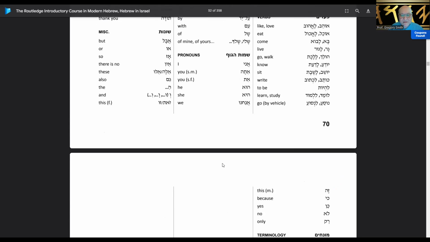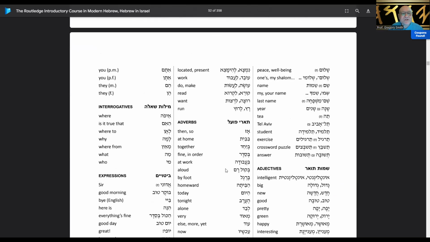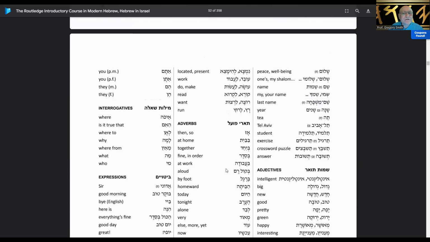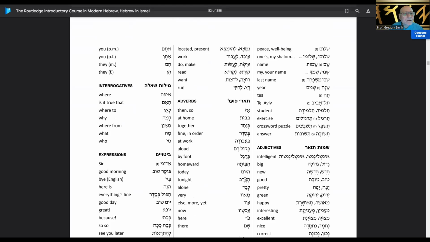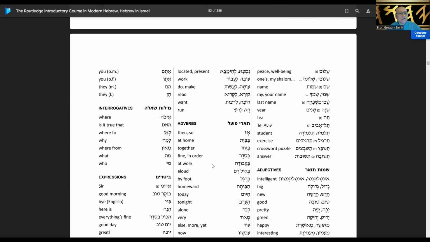All right. Let's see what we got here. We're getting close here. Okay, so let's look at these here. We have atem, which means you all. That's plural, you all. Aten would be you all, feminine plural. Hem would be they plural, mixed or masculine. Hen would be they plural, just girls.